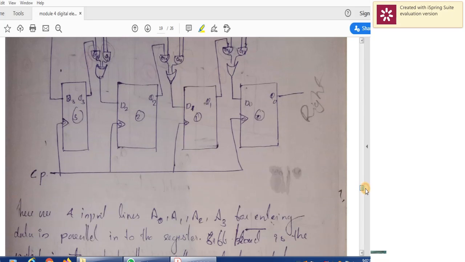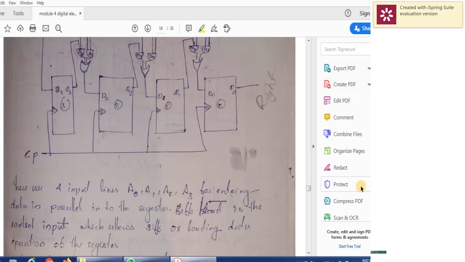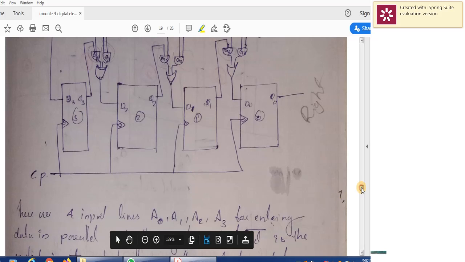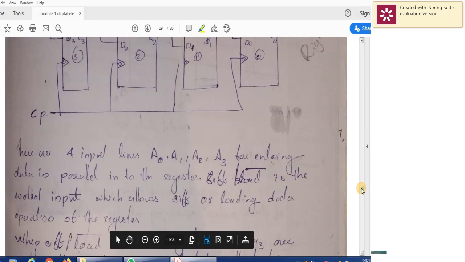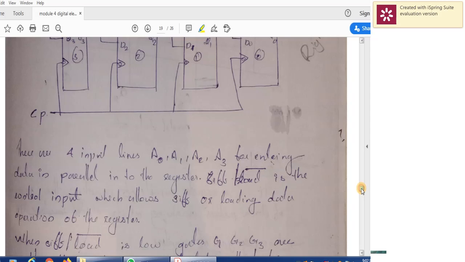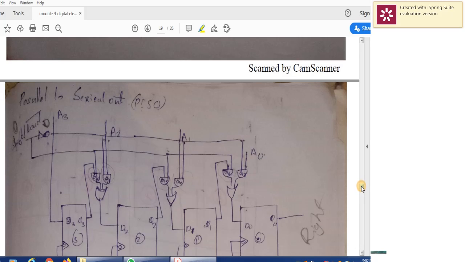There are 4 input lines, A0, A1, A2 and A3, entering the data in parallel into the register. Shift bar load is the control input which allows the shift or loading data operation of the register. So these 4 are the input lines, A3, A2, A1 and A0.